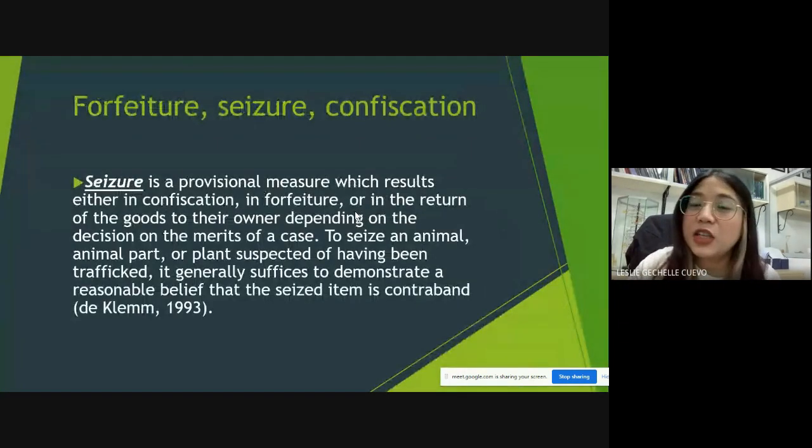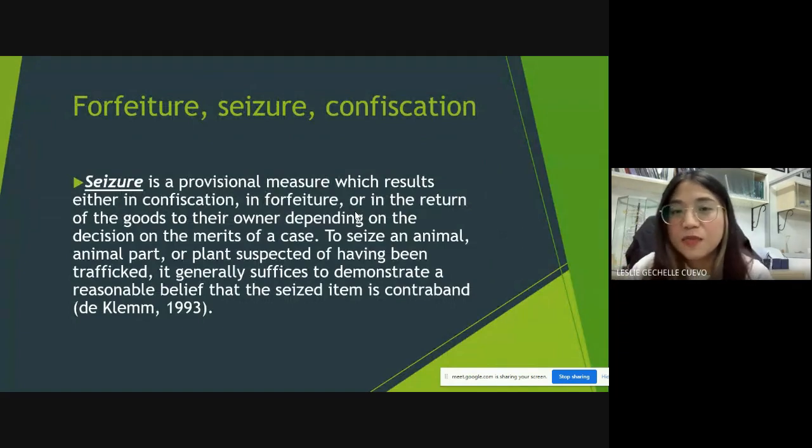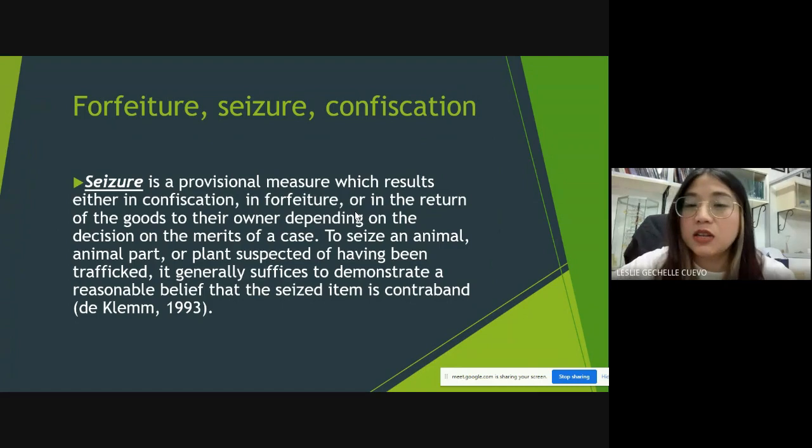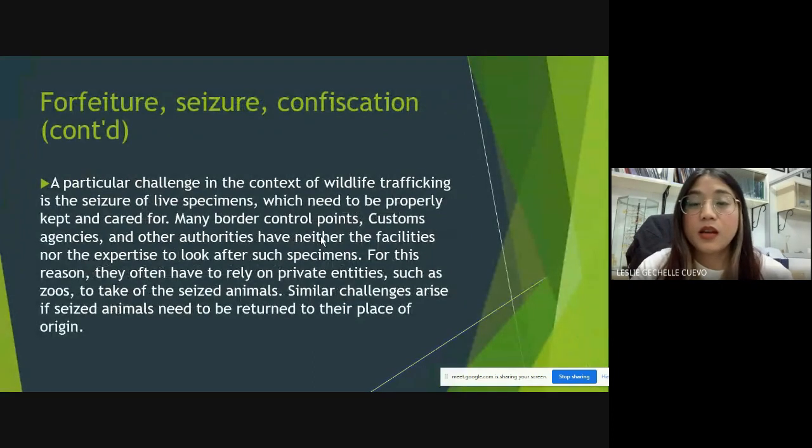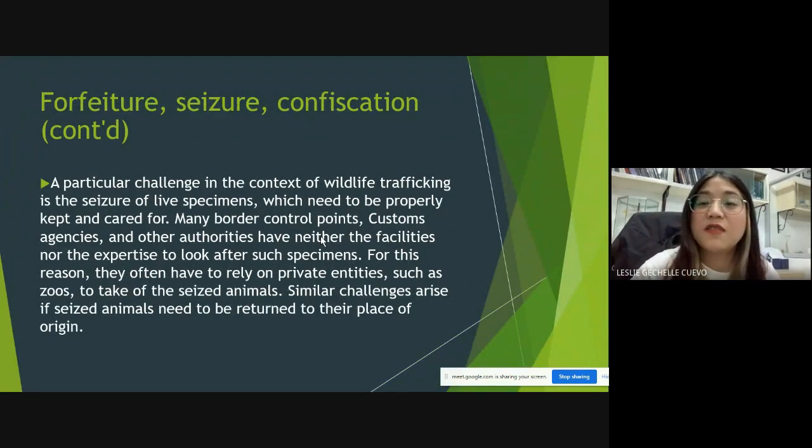Okay. Forfeiture, seizure, confiscation. Seizure is a provisional measure which results either in confiscation, in forfeiture, or in the return of the goods to their owner, depending on the decision on the merits of a case. To seize an animal part, or plant suspected of having been trafficked, it generally suffices to demonstrate a reasonable belief that the seized item is a contraband. A particular challenge in the context of wildlife trafficking is the seizure of live specimens, which need to be properly kept and cared for.